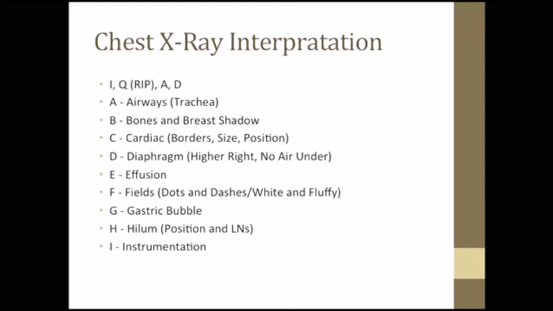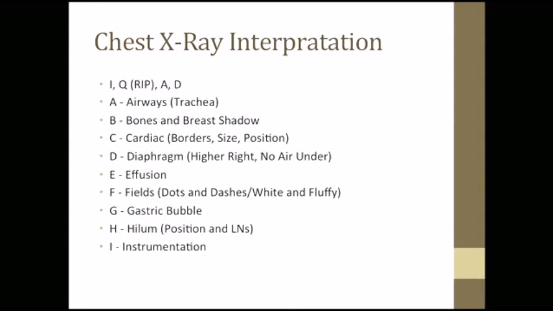Okay, so A stands for airways, so you look for any deviation of the trachea. You might also be able to see any carinal widening, but it's usually quite hard to see. Apart from that, you move on to bones and breast shadow. So bones, you look for smooth bones. You look for whether or not there are rough edges which can indicate a fracture. Breast shadow is just there to impress your examiner that you know that this person is a female. Cardiac-wise, you need to look out for cardiomegaly. That's when your cardiac size is more than half of your inner rib diameter.